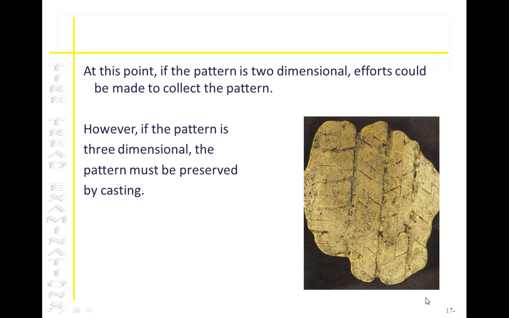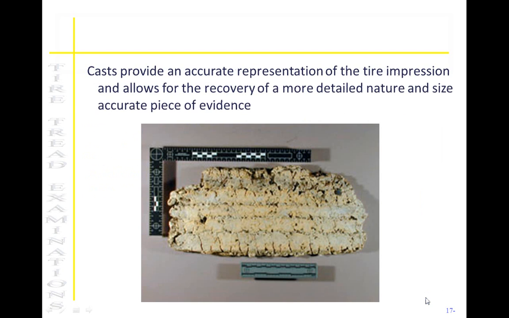So once the photography has occurred, at this point, if it's a two-dimensional pattern, effort should be made to collect the pattern. So if it's on something easily removed, this could be collected. However, in a lot of instances, the pattern is going to be a three-dimensional pattern. So once again, we're going to preserve this through casting. The cast is going to provide an accurate representation of that tire impression and allow for the recovery of more detail that can be seen to accurately display that evidence.